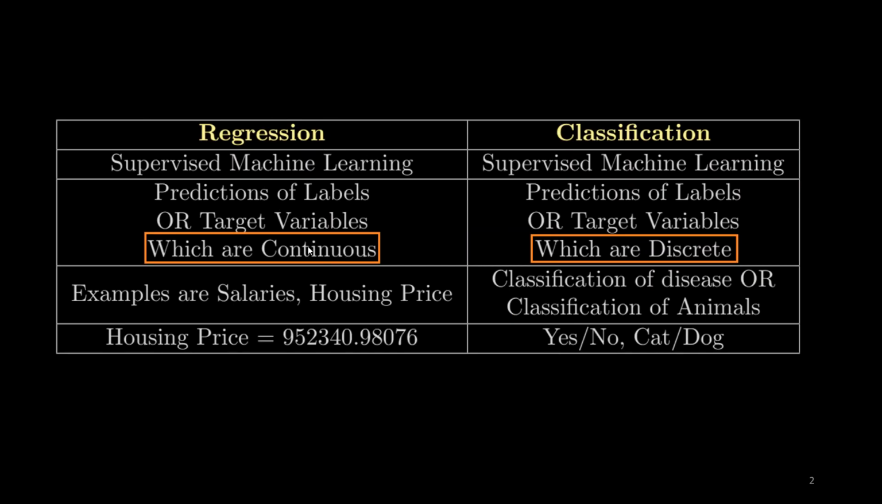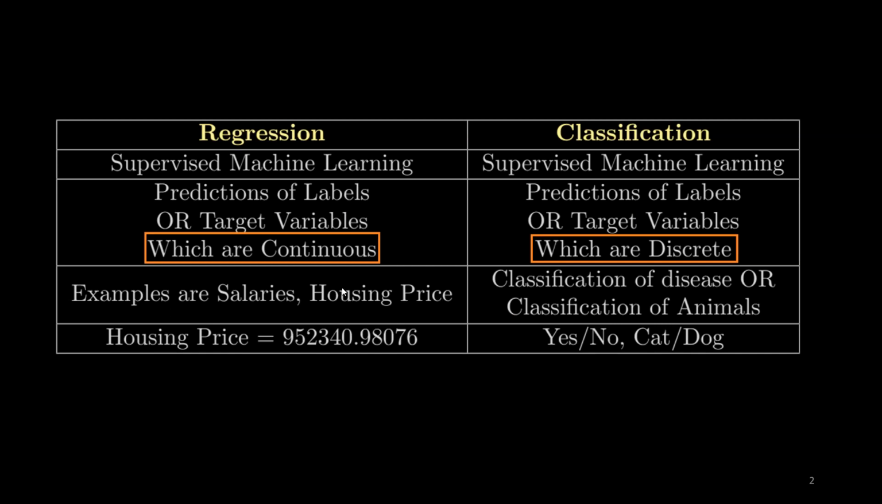In regression, the target variables are continuous. On the other hand, in classification, the target variables are discrete. Here are a few examples of continuous target variables, like salaries or housing prices. On the other hand, for classification, suppose we have to classify whether a person has a disease or not, or we have to classify between different animals. So in regression, the target variable is continuous, and in classification, the target variable is discrete. This is the big difference between regression and classification, although both are supervised machine learning algorithms.